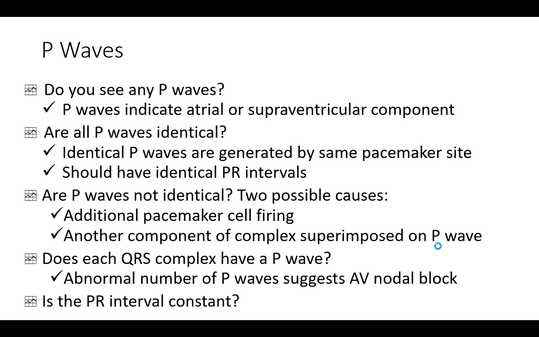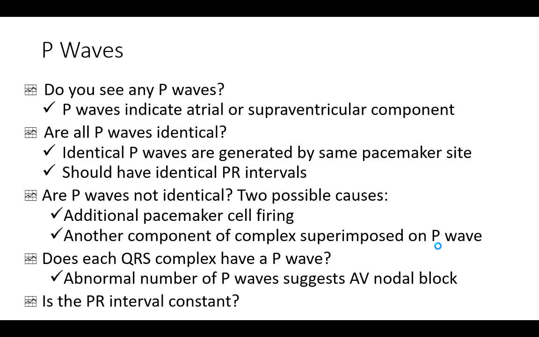So a couple of questions that you might ask yourself as you look at an ECG waveform. Do you see any P waves? P waves indicate the atrial, supraventricular component of the heart. Are P waves missing throughout the ECG waveform or throughout the 12 lead? Maybe we've got some issues with that atrial conduction pathway. Are all the P waves identical? Or do some of them look different in morphology, especially in the same lead?